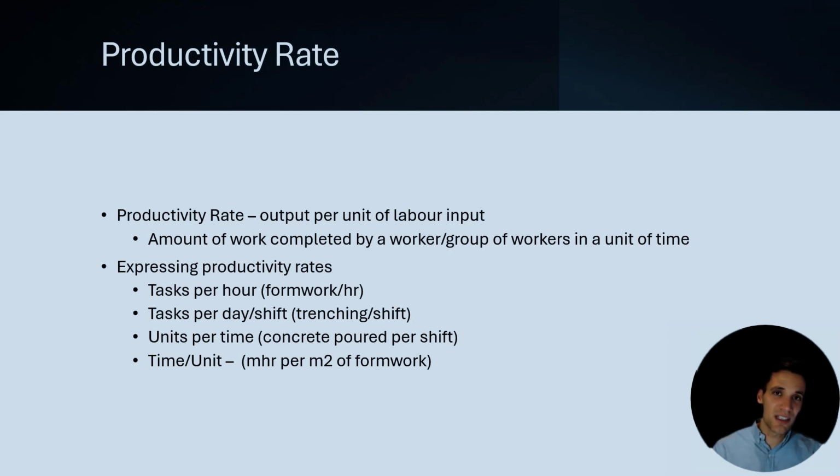You have to be really, really careful of how the production rate's been expressed. We've got a task per hour. So we could say the amount of formwork someone would install in an hour. So they might do 1 meter squared of formwork in 1 hour or 2 meters squared of formwork in 1 hour. Then we've also got tasks per shift. So sometimes you might express a volume of work that would be done across a day.